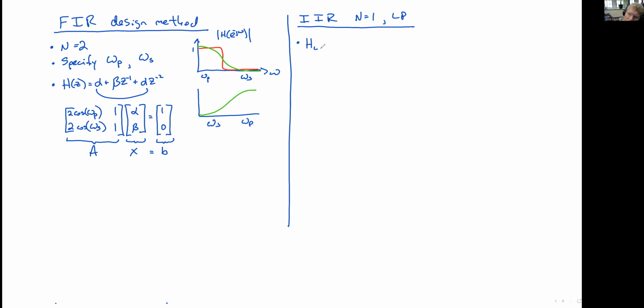And the form of our filter in the frequency domain looks like this: 1 minus alpha over 2. That's just a constant. Alpha is a number that we'll compute in a second. That'll be a function of where we want our cutoff frequency to be, plus this, where we know our alpha is going to be a function of our frequency. It's going to be 1 minus sine of our cutoff all over cosine of our cutoff.